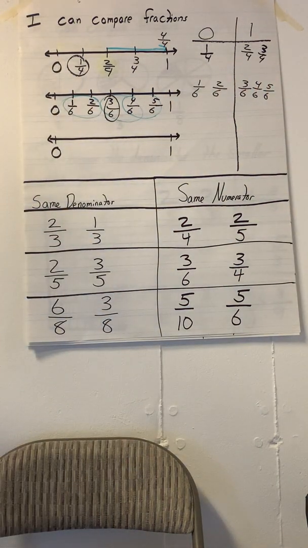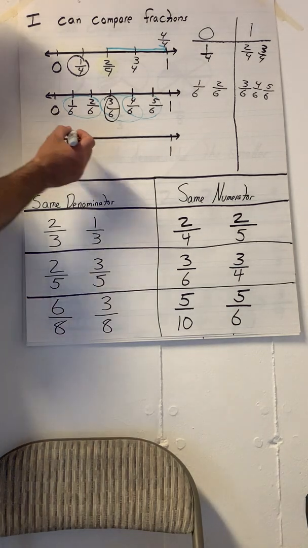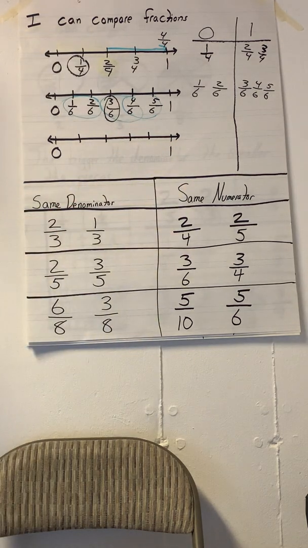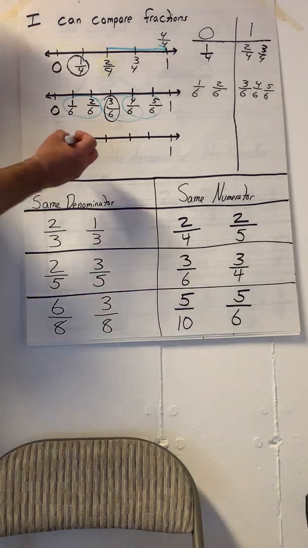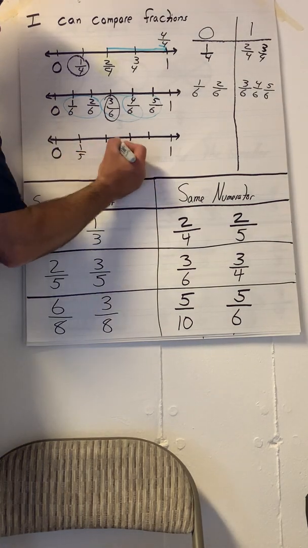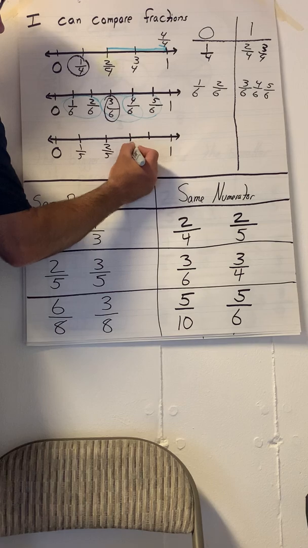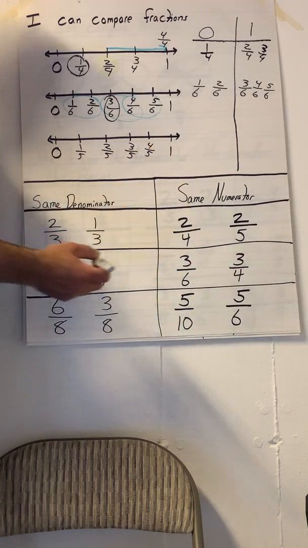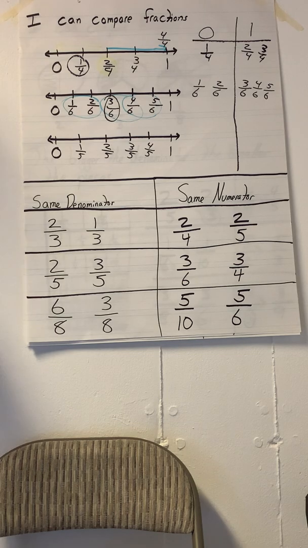Or what if it was one that didn't have a middle number? That's interesting. It's like 1, 2, 3, 4 lines. So if I was making fifths, okay? So I'd have 1/5, 2/5, 3/5, 4/5. Then what I would be looking for is anything that is more than half.